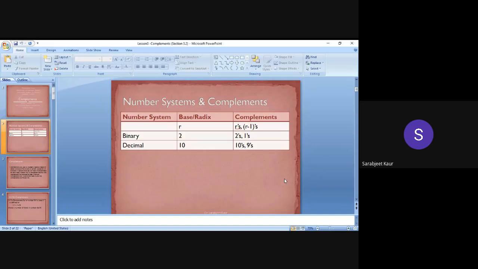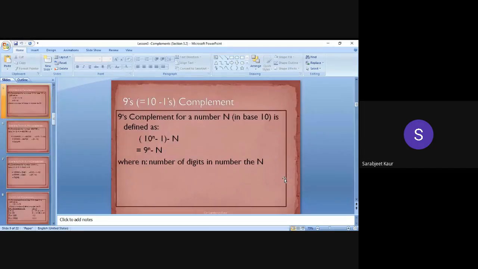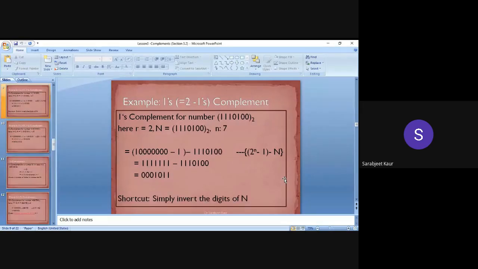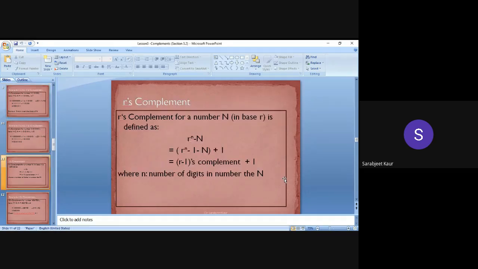Okay, last class we had talked about the complements. We had seen that there are two kinds of complements, namely the r's complement and the r minus 1's complement. So accordingly, for decimal number system, we have a tens complement and a nines complement. And for binary number system, we have a twos complement and a ones complement.